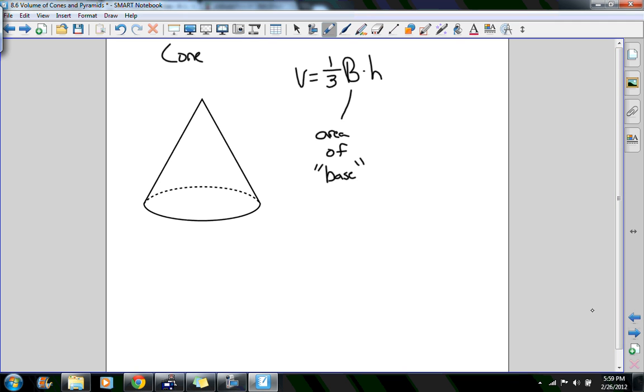And finally, the cone actually has the exact same formula. The only difference is that for a cone, the base in 1/3 times the area of the base is a circle. Therefore, you'll have to do pi r squared to figure that one out. And then the height will have to come from the apex straight down to the center of the circle. Okay, so let's do some examples and see what these look like.